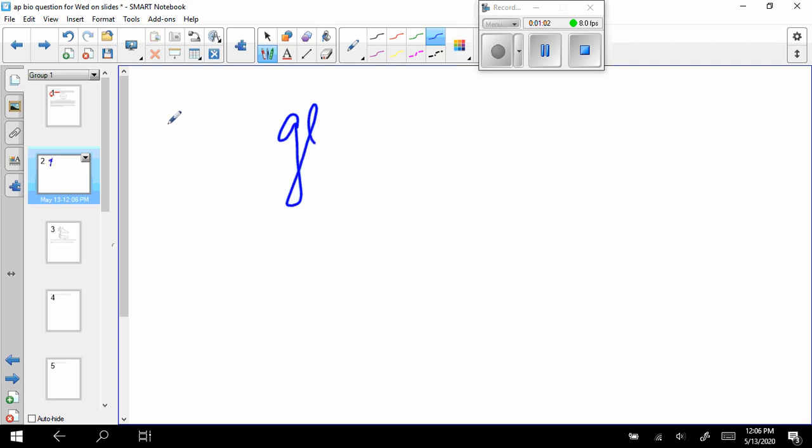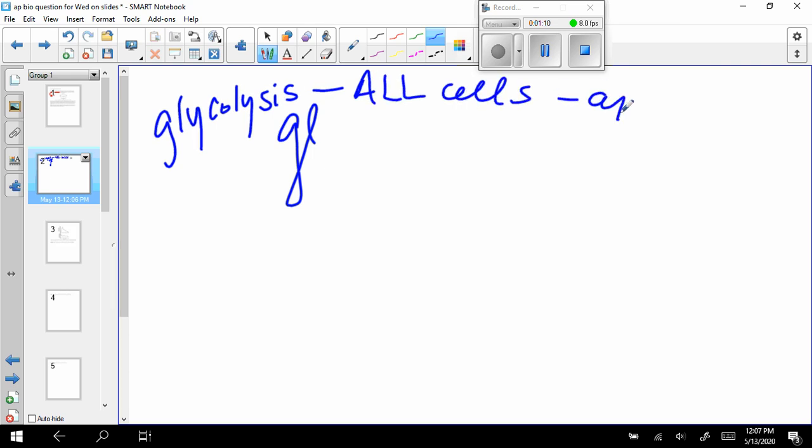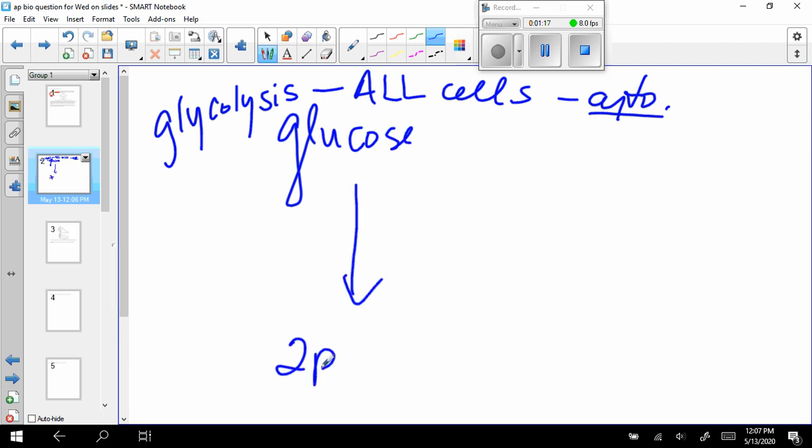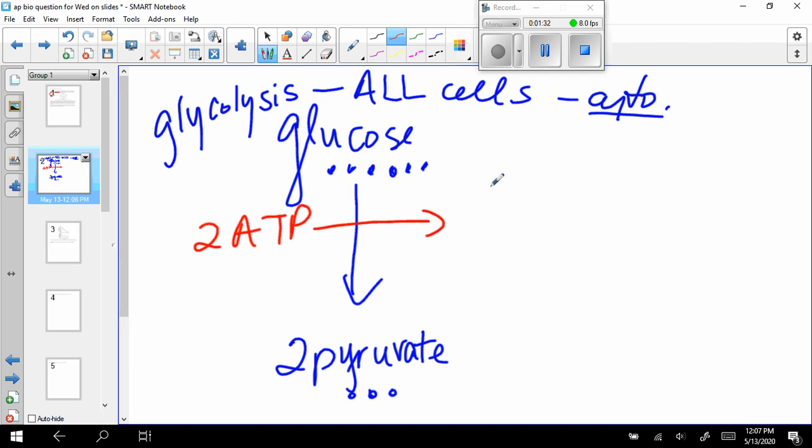So in glycolysis, which again happens in all cells. So this is what happens in the cytoplasm. You change glucose into pyruvate, two of them. Essentially, you're breaking it in half. This is a 6-carbon sugar, 1, 2, 3, 4, 5, 6, and this is a 3-carbon sugar. Now, in the process of doing that, it requires 2 ATP to get started, but it makes 4 ATP. So that's a net gain of 2.